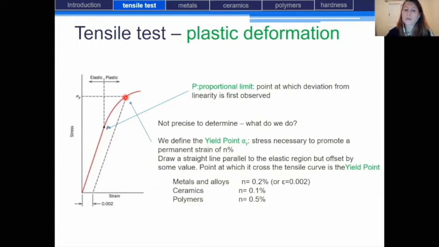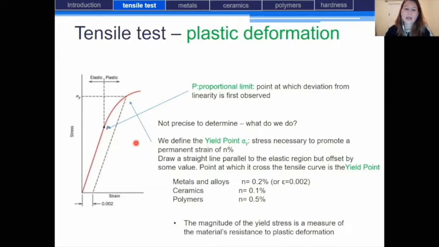This yield point is more practical and is used in practice to determine the transition from the elastic deformation to plastic deformation. The magnitude of the yield stress is a measure of the material's resistance to plastic deformation.